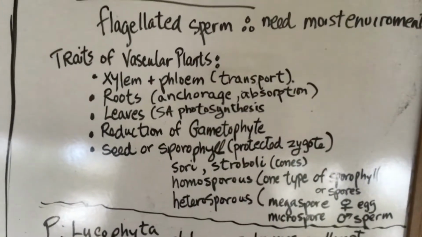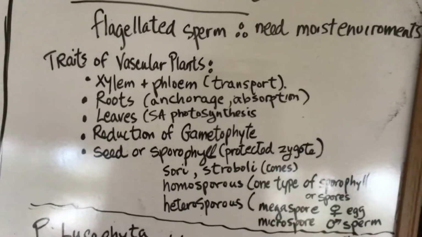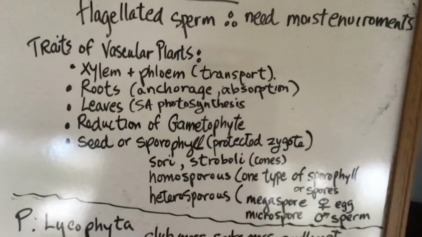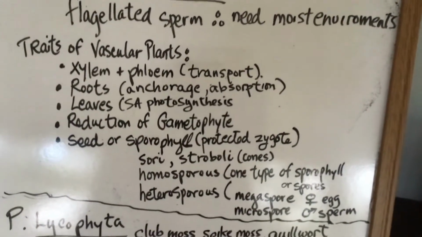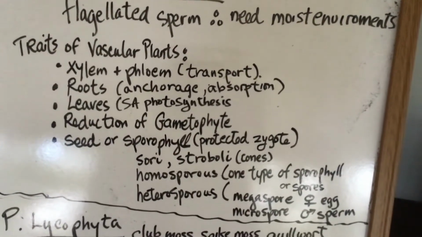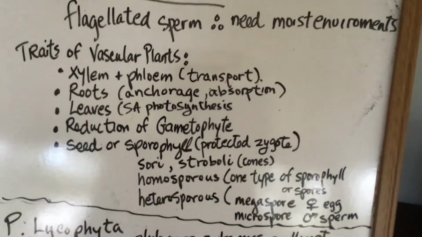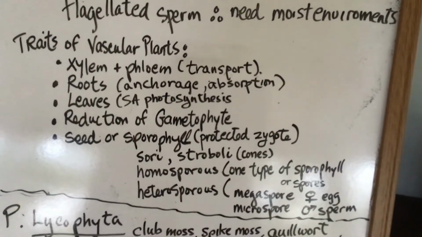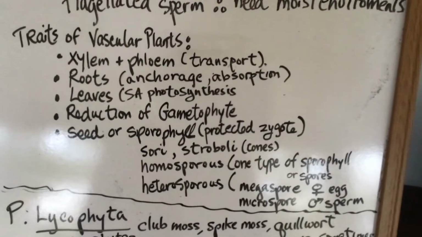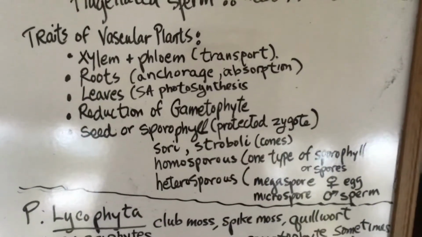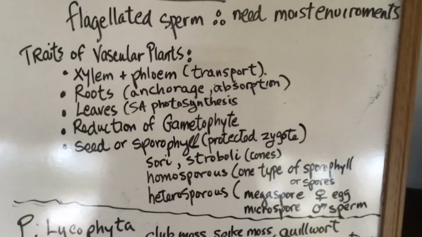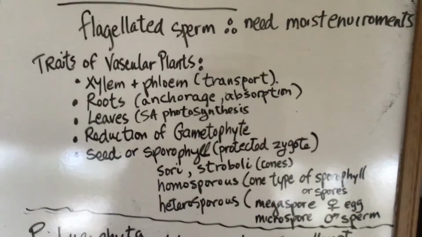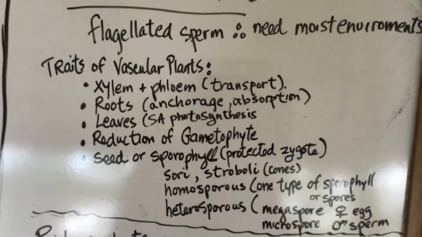So different plants have different things. Ferns have sori. These are protecting the haploid cells. Some plants have strobili or cones. And some plants are homosporous, which means they have one type of sporophyll or spores, and some are heterosporous, meaning they have two types, egg and sperm. All right, so as we go through the groups, there will be some differences in how the plants are doing that particular thing, but all of them have a way of protecting the zygote.